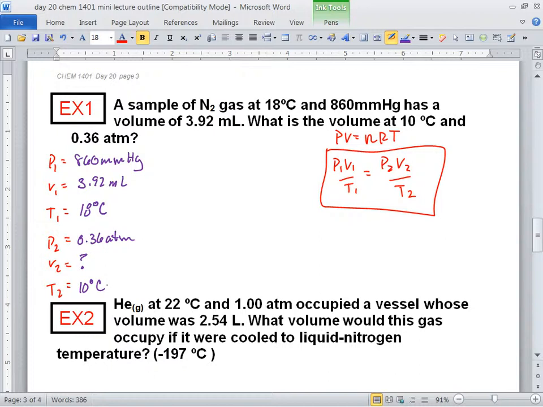So, the idea here is we're going to substitute everything in there and solve for our V2. On the calculator, I think it's a lot easier just to put all the numbers in and simplify with the calculator, and then you get a number for V2. It's a lot easier to do that way. But are we ready to take all these numbers and substitute them in and plug and chug?